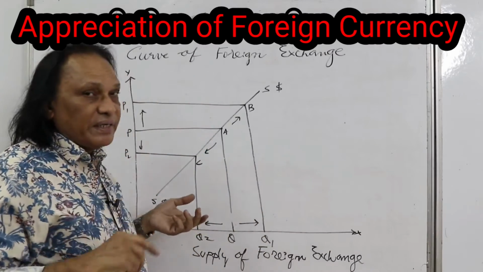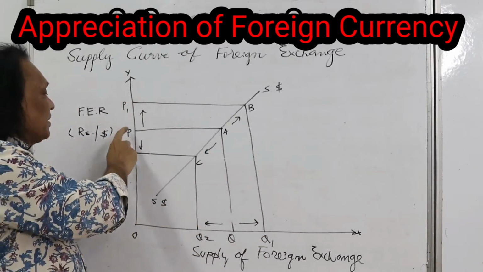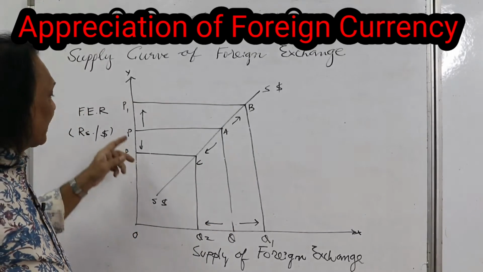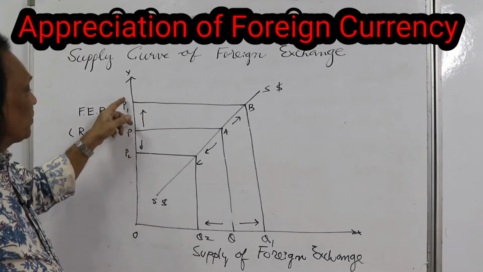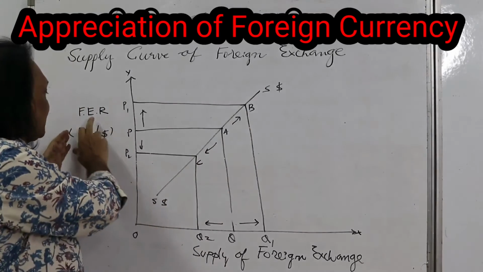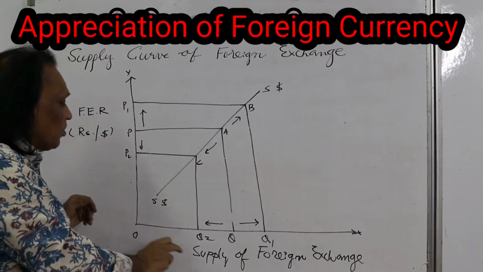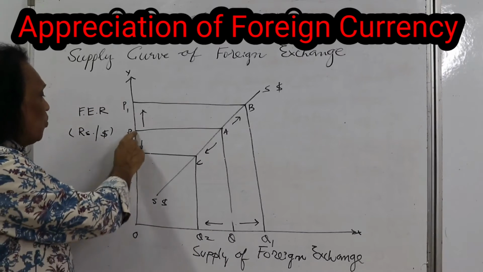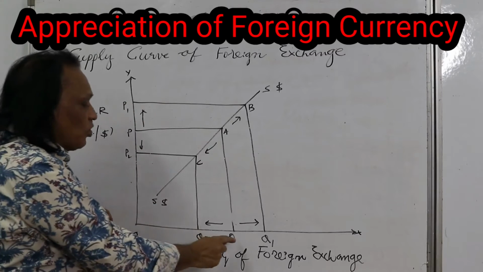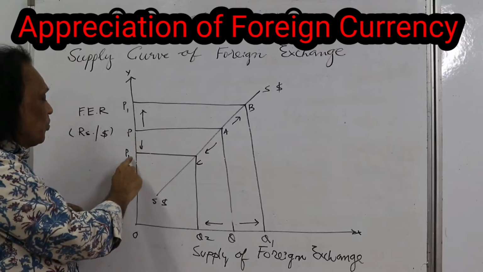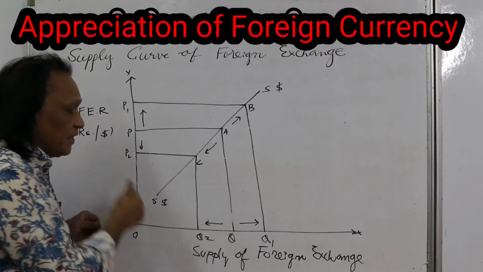Now we'll understand it with the help of this. If the foreign exchange rate is OP, the supply of foreign exchange is OQ. If the price of foreign exchange has gone up from OP to OP1, you can see it here. There is a direct relationship between foreign exchange rate, that is rupees in terms of dollars, and supply of foreign exchange. If the exchange rate is high from OP to OP1, the supply has gone up from OQ to OQ1. When the exchange rate has come down from OP to OP2, the supply of foreign exchange has come down.